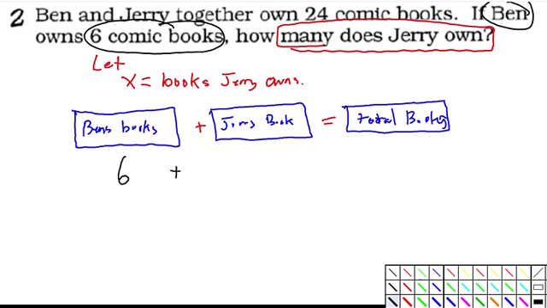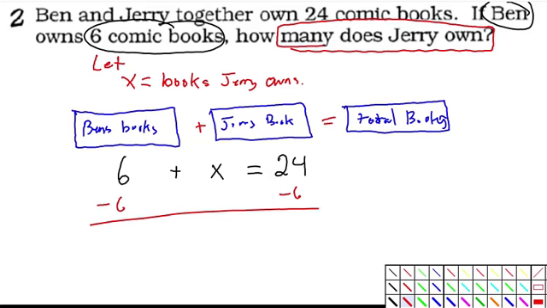And then if we have to add together Jerry's books, well, Jerry we don't know, so we'll call that X. And that equals a total of 24 books. Now you already knew what the answer was already, but let's practice our solving equations. So I'm going to subtract 6 from both sides of my equation. We've done this a couple times already. And you'll get X is equal to 18.